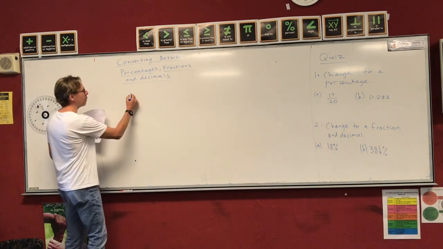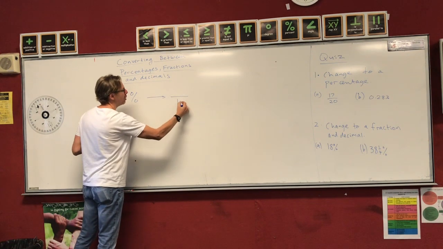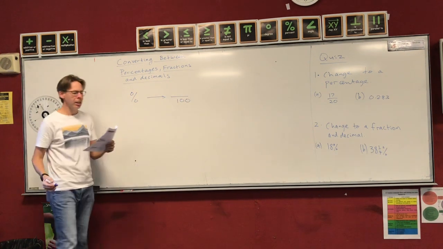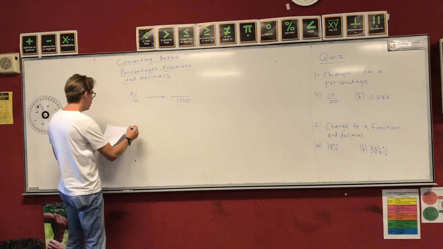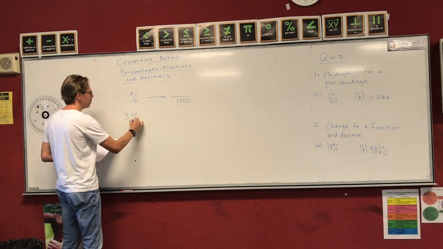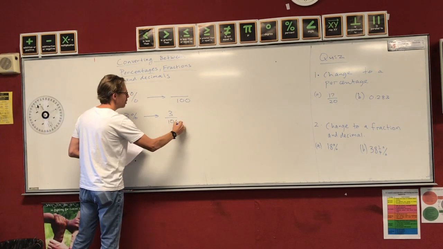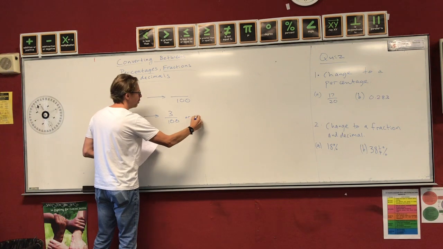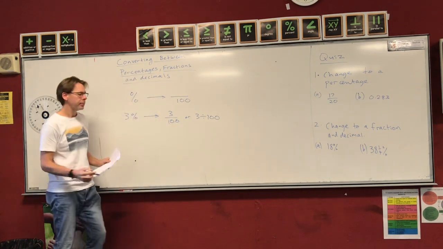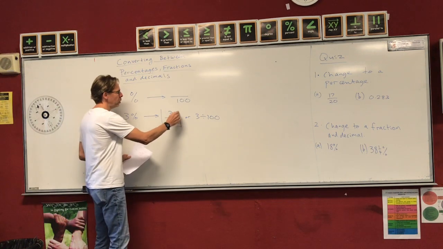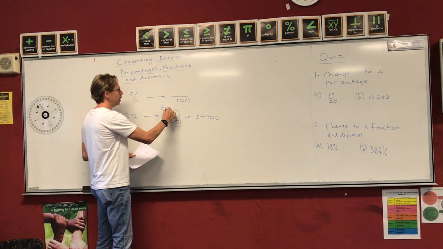Now as a recap, percent means out of 100. Okay? That's what it means. It means out of 100. So 3% means 3 out of 100. Or we could write this as 3 divided by 100. Okay? Now, if you want your percentage as a fraction, you write it like this.